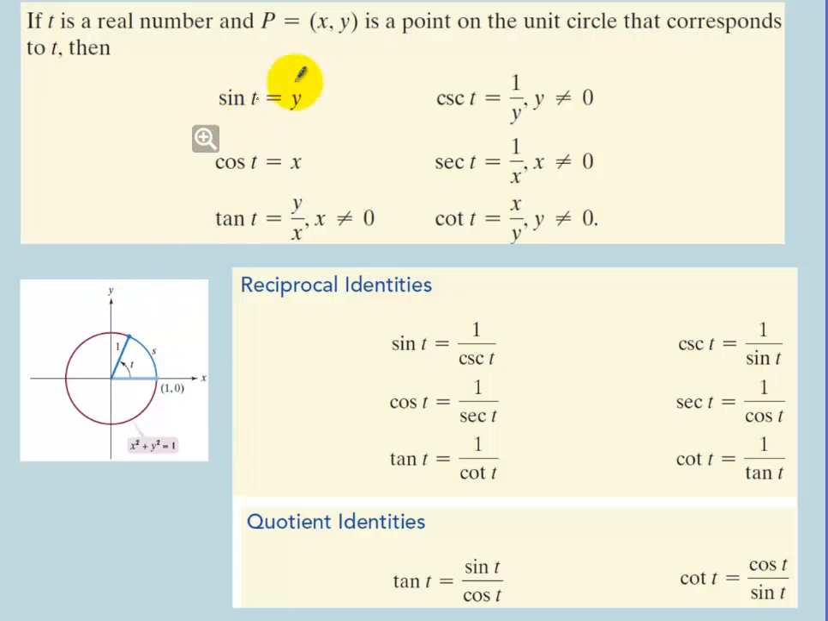When we're talking about our sine values, we want some point P that's on the unit circle. The sine at t is going to equal the y coordinate of that point P. The cosine is going to be the x coordinate. The tangent is going to be the y coordinate divided by the x coordinate. Cosecant is basically the inverse of sine, so it's going to be 1 over y. Secant, the reciprocal of cosine, is going to be 1 over x. And cotangent is going to be the reciprocal of tangent, x over y.